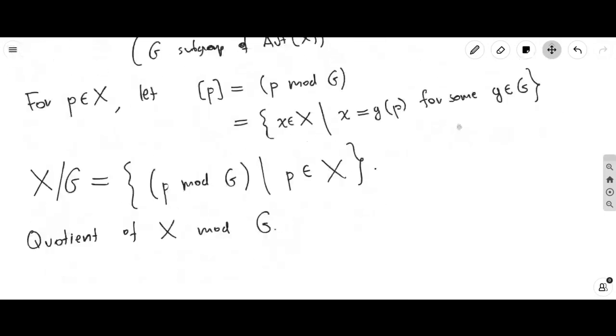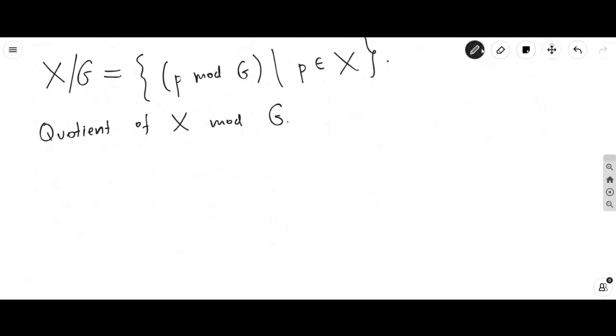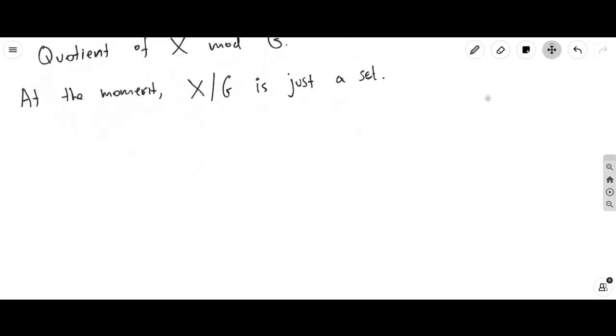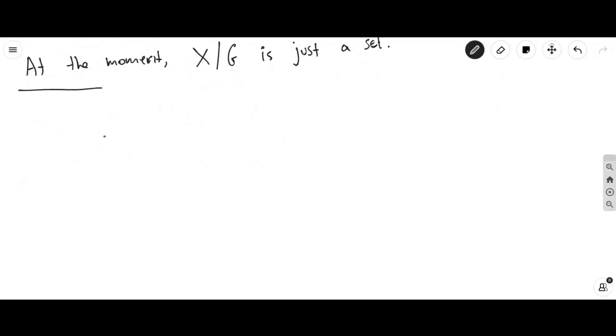And we're going to turn this into a topological space. So at the moment, X mod G is just a set. So maybe to give you an example, so hopefully this will make it a little bit easier. So going back to our example, X is the set of points on the real line, and G, these are the integer translates.